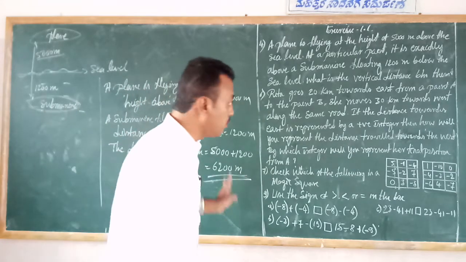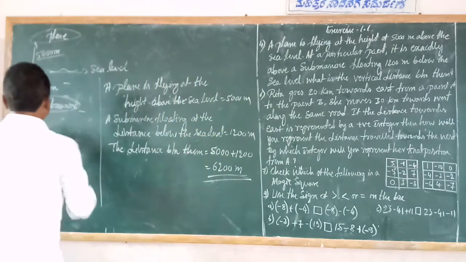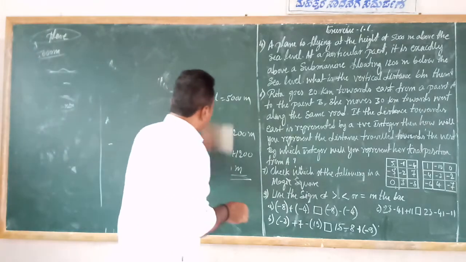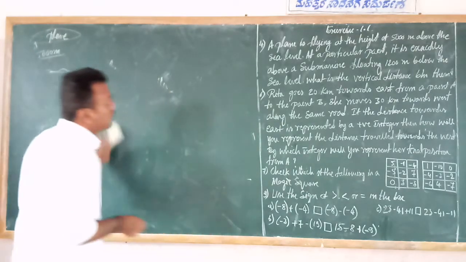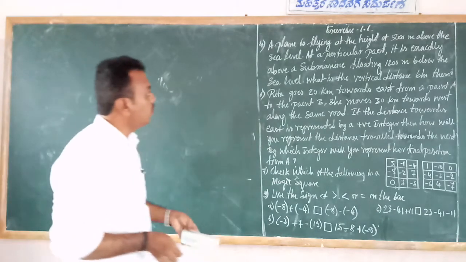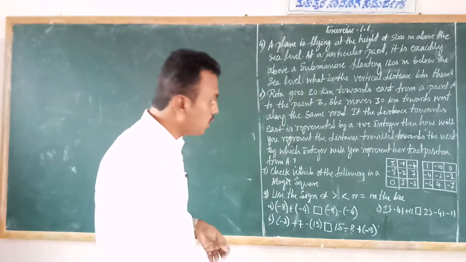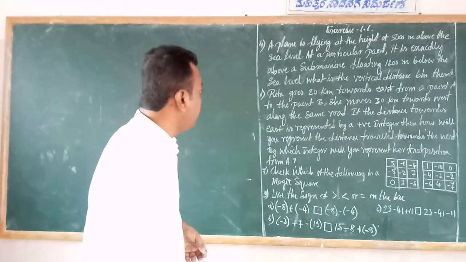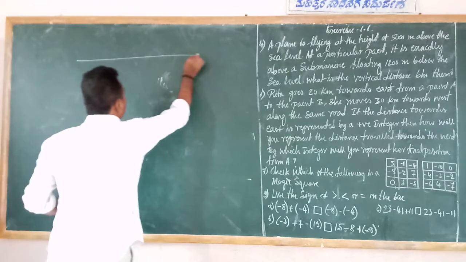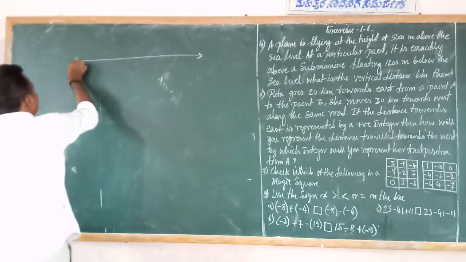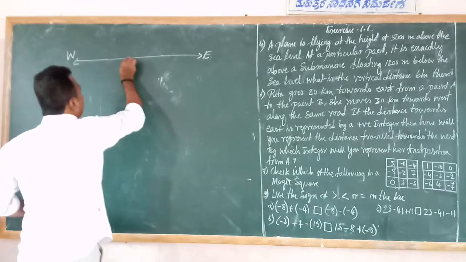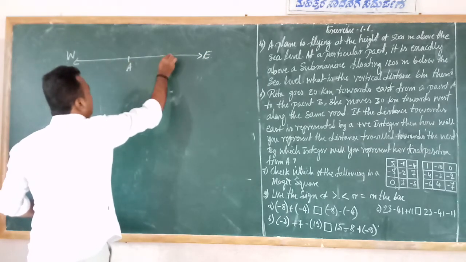Understand, students? Very simple. Next, question number 6. What is question number 6? Rita goes 20 kilometers towards the east from point A to point B. See, one diagram is there, in your textbook also. So this is west and this is east. In that, point A is there. Here point B is there.